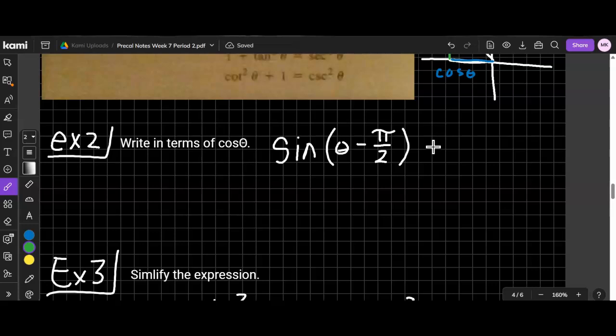Because you should look at your co-function identity and notice that this is equal to cosine only if the pi over 2 is first. And so what we need to do is rewrite this so that our pi over 2 is first. And how can we do that? Well, we can do that by applying a clever way. We can basically multiply this by -1. That means we have our sine of negative times that theta and pi over 2 switched.